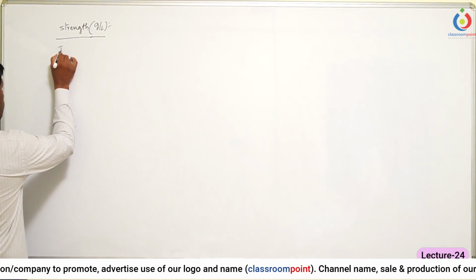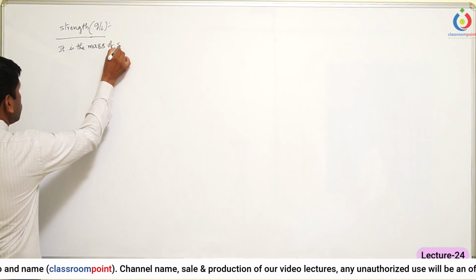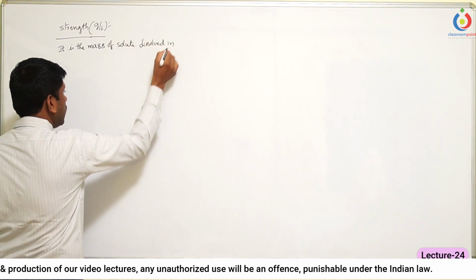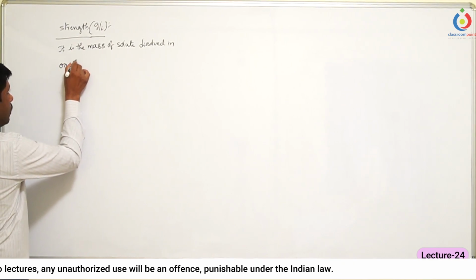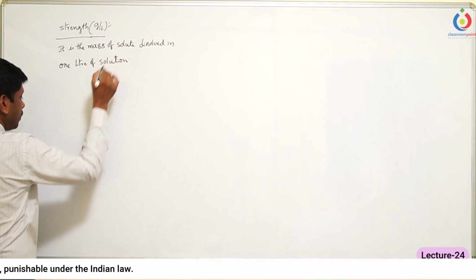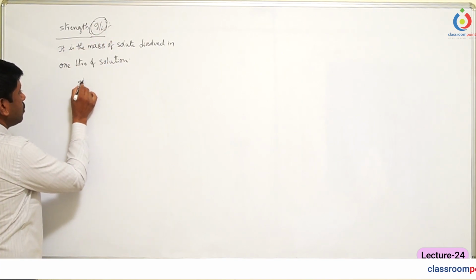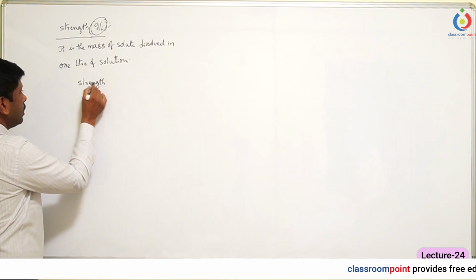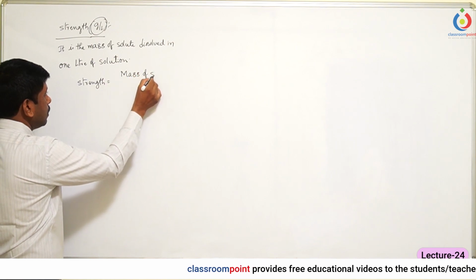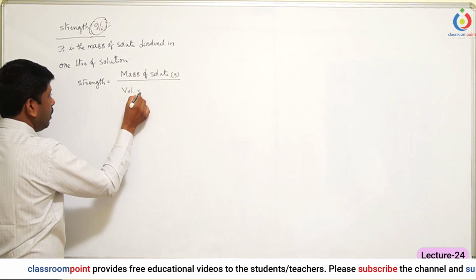It is the mass of solute dissolved in 1 liter of solution. That's why the units you can see are grams per liter. So the strength of any solution is equal to the mass of solute in grams, divided by the volume of solution in liters.